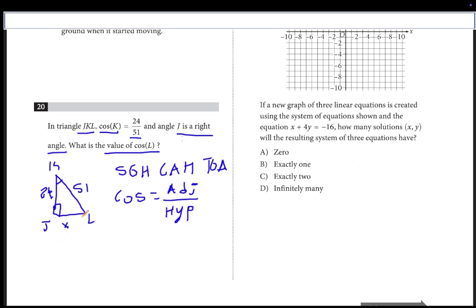So we have 24, x as J L, and 51 as our hypotenuse. So we want to find our answer for cosine L. Cosine L is going to represent our adjacent and hypotenuse values. So what is adjacent to angle L? That's going to be JL, which we represent as x. We're going to have x over the hypotenuse, so x over 51. But we're not done yet. We have to find our value for x. If we use the Pythagorean theorem, we can represent the equation as 24 squared plus x squared is equal to 51 squared. So I'm going to take out a calculator real quick and calculate to find x.